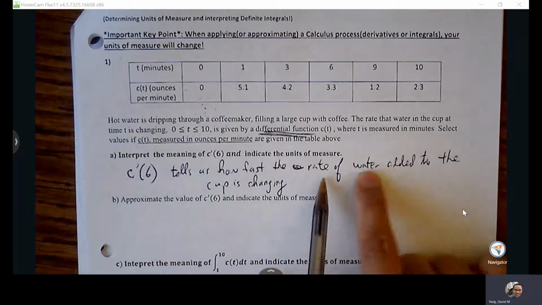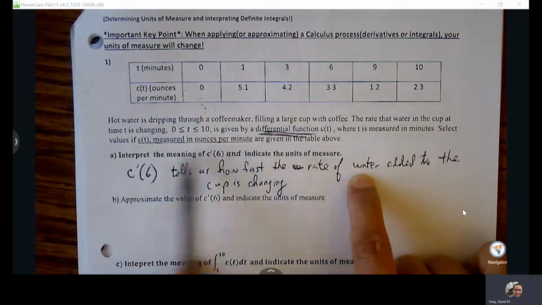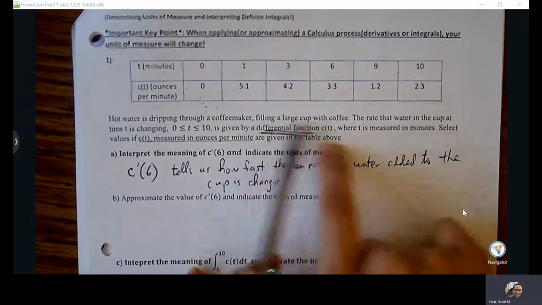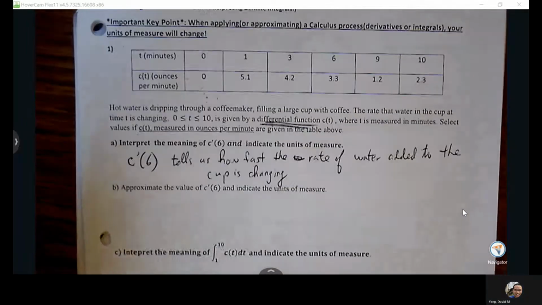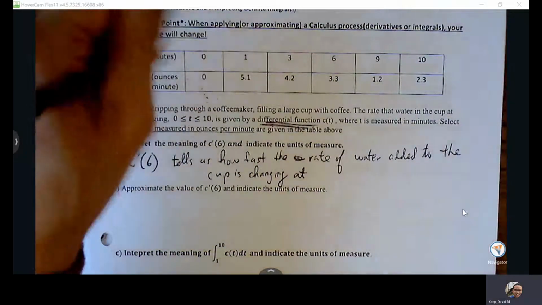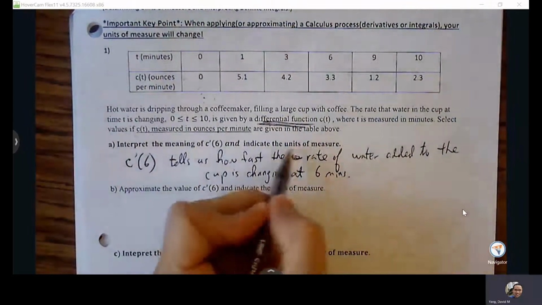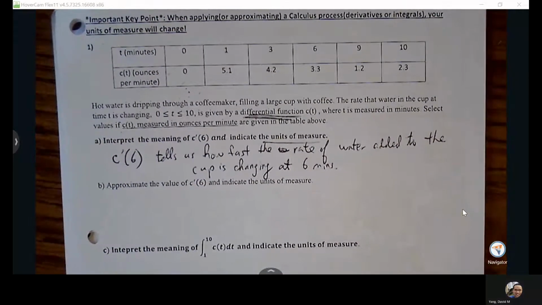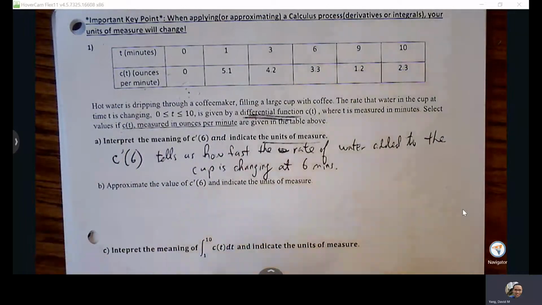So we see that the rate of water is ounces per minute. And so C prime is going to be how fast that rate is changing at 6 minutes. And it says indicate the units of measure. So the units of measure is going to be ounces per minute squared, ounces per minute per minute.